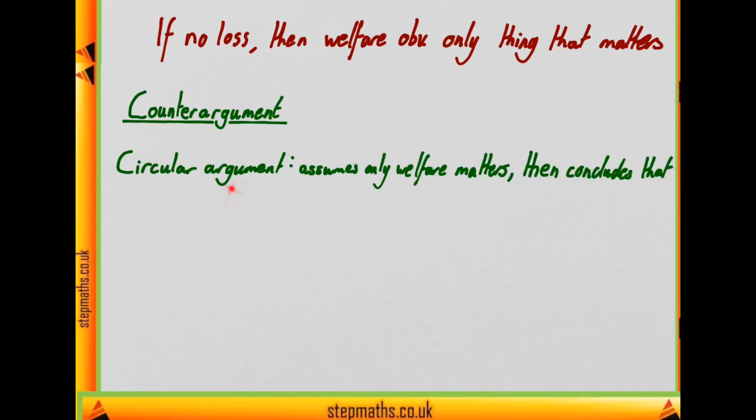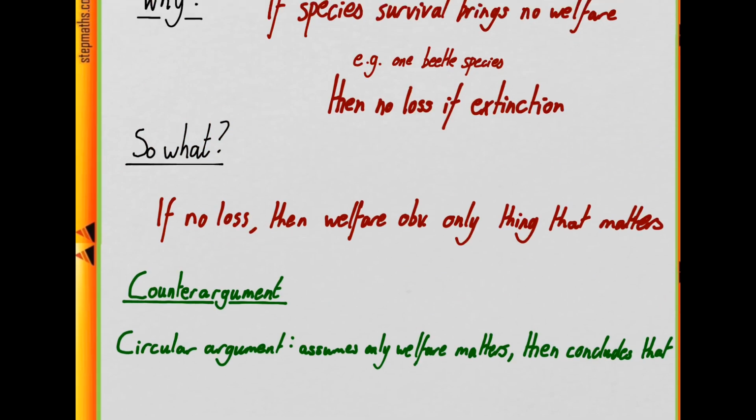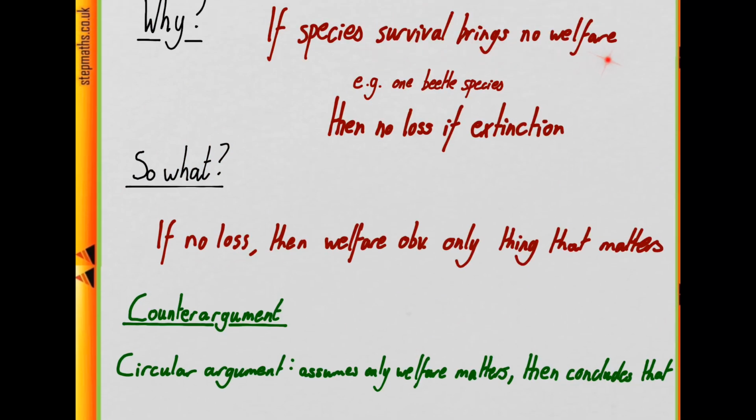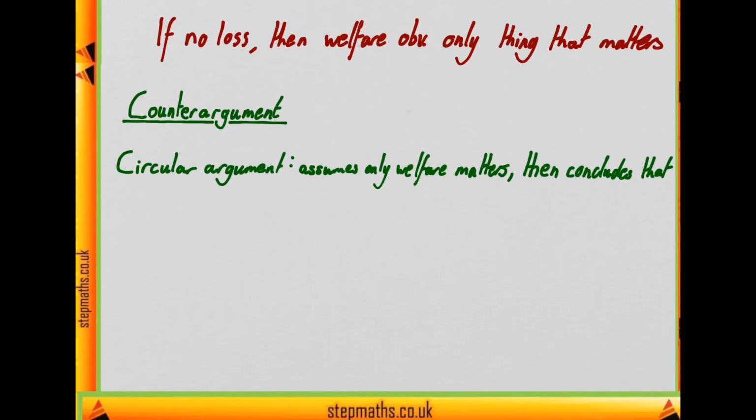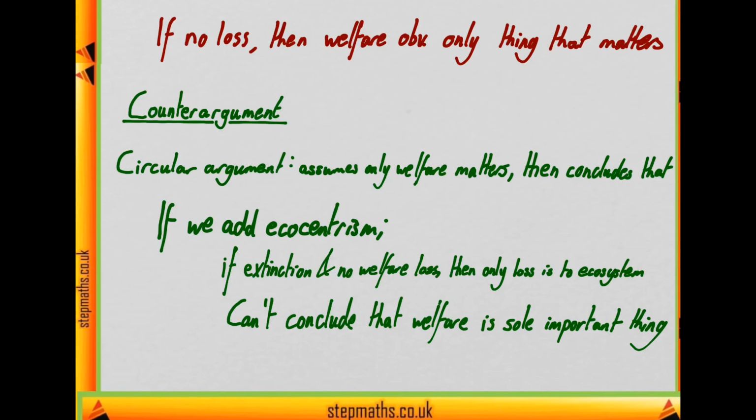Well, it seems obviously circular. We assume that only welfare matters, so we assume that if species survival brings no welfare, then there's no loss if there's an extinction, and then it concludes that only welfare matters. So up here, assume only welfare matters, down here, conclude only welfare matters. That seems obviously circular.